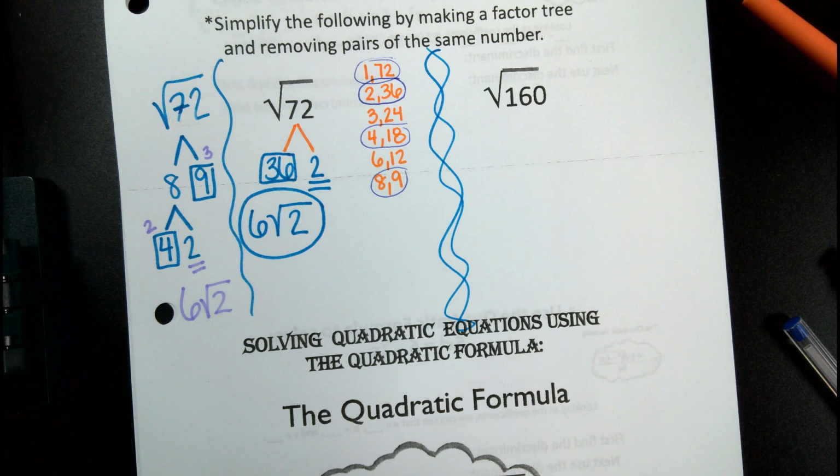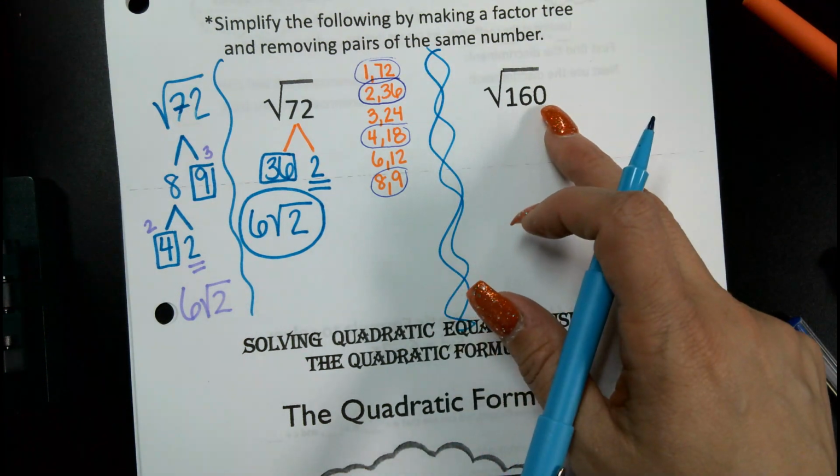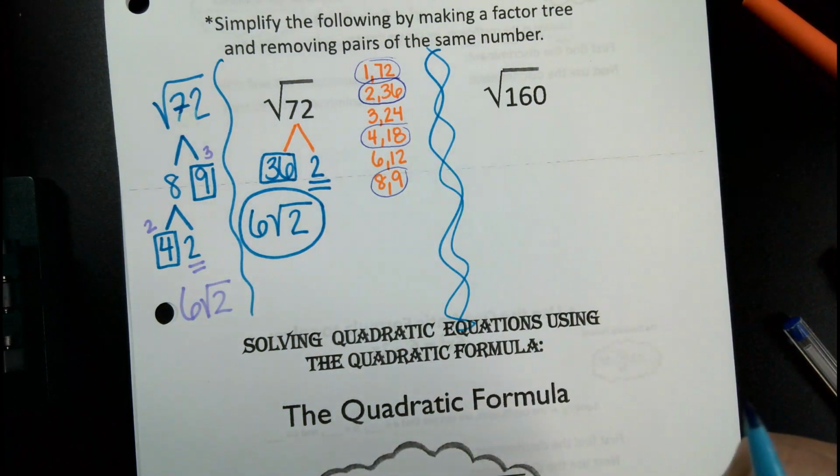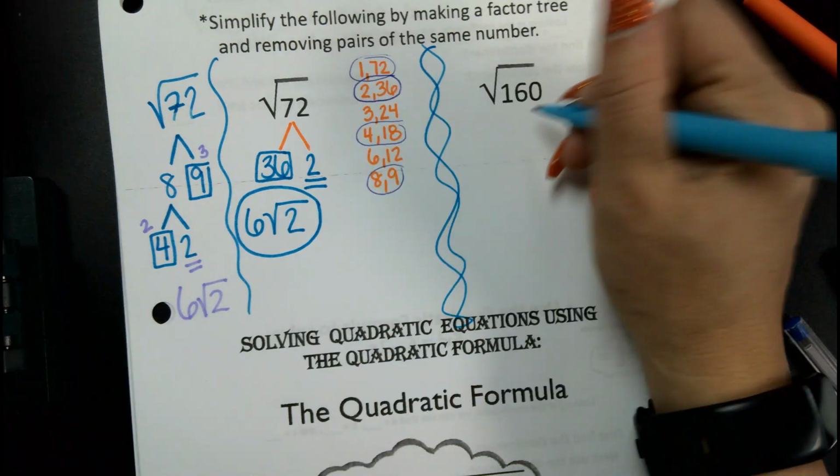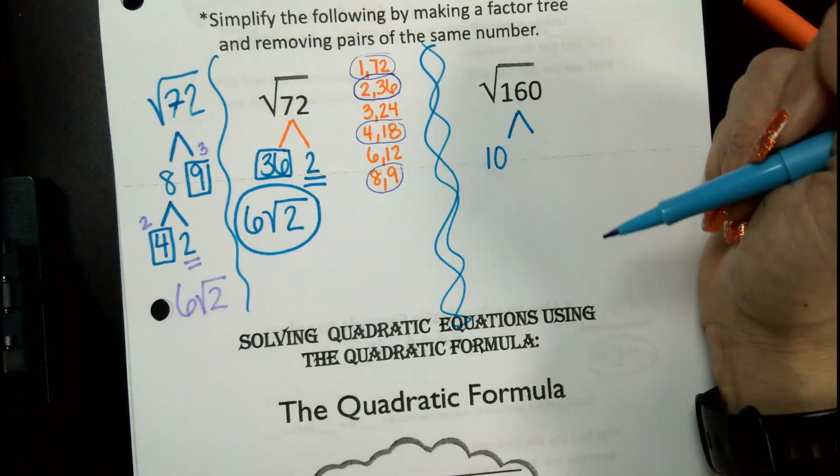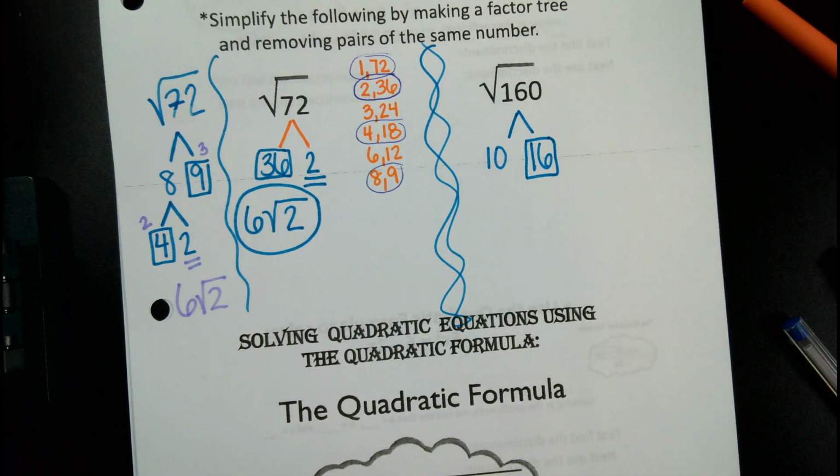On your factor sheet. However, when you see something that ends in 0, what number do you know it's divisible by? 10. And when you divide something by 10, all it does is knock off a 0. So what's left? 16.